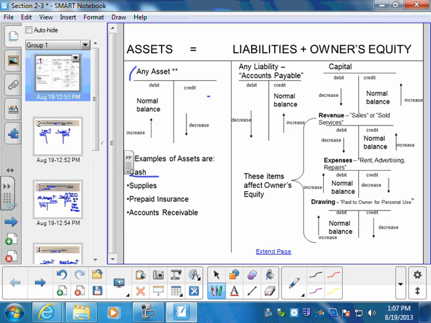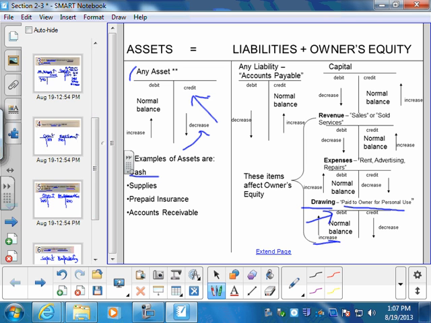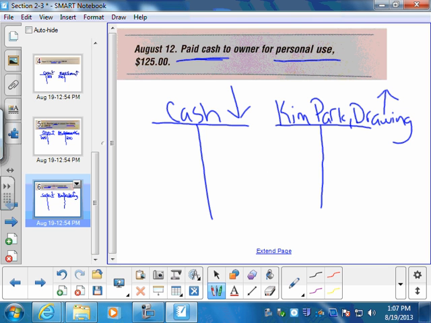We know that the company's cash went down, so it's going to decrease with a credit. So we're going to credit cash. And then the drawing that paid to owner for personal use, that drawing is going up. So we want to increase drawing with a debit. So we're going to debit the drawing account and we're going to credit the cash account. And we're going to credit cash for 125 and we're going to debit drawing for 125.